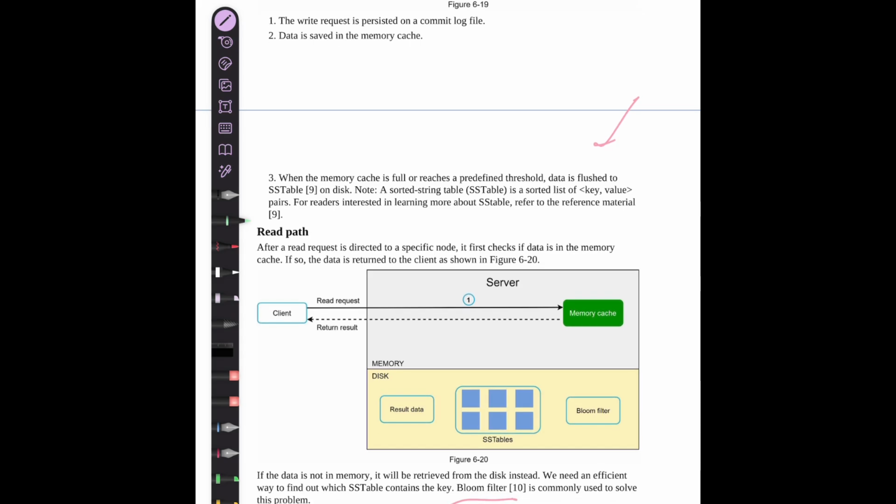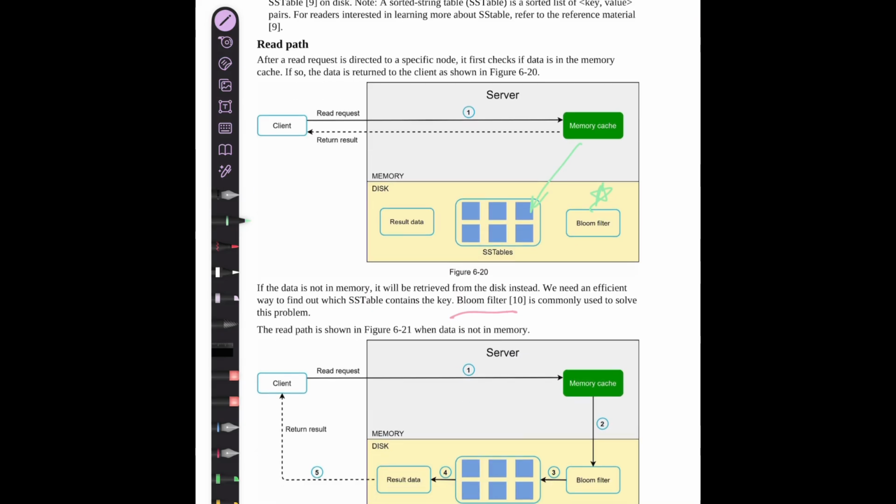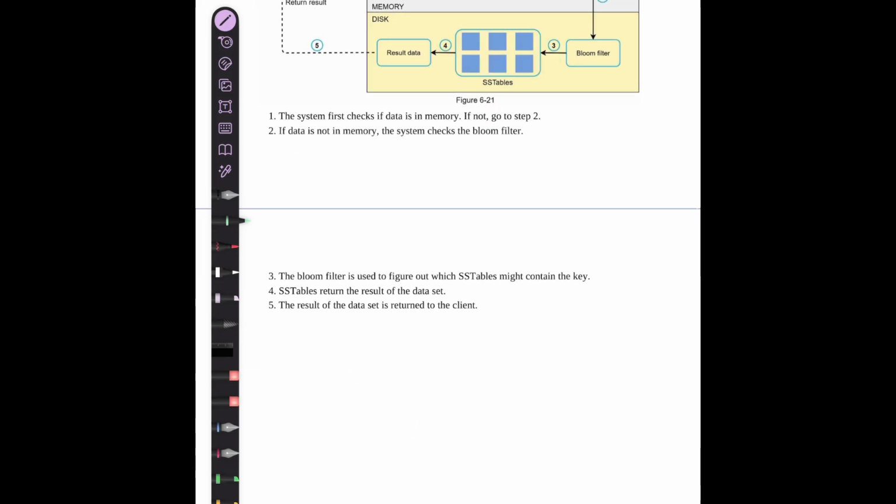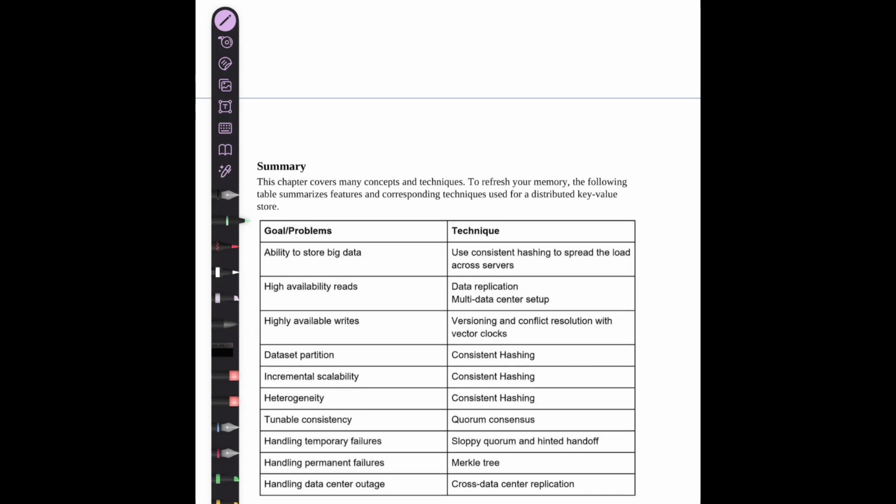Same goes for read. The client queries the server to do a read. If it finds the key in the cache, it directly returns from the cache. If it doesn't find the key in the cache, it queries the SS table. But now, in order to know which key is stored in which SS table, there's the concept of a Bloom filter that comes in, which essentially tells you which SS table to query for which key. And the SS table returns you the result of the data.